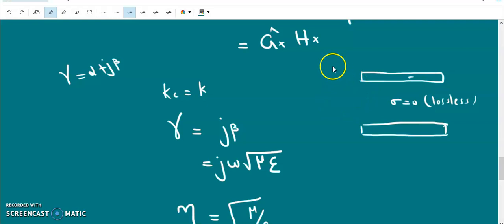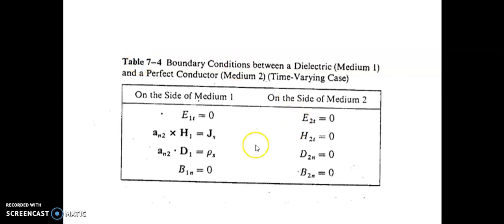We have studied this already in our module 1. These are the boundary conditions at the interface between a dielectric and a perfect conductor. So the perfect conductor is considered as medium 2 here. Inside the perfect conductor, we know that the electric and magnetic fields are zero. And therefore, the boundary conditions become E1t equal to 0, an2 cross H1 equal to Js, an2 dot D1 equal to rho s, and B1 normal equal to 0.